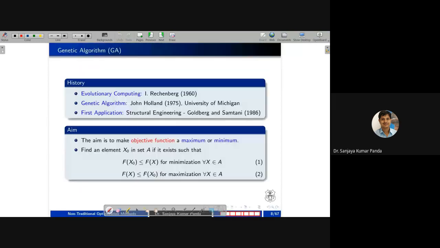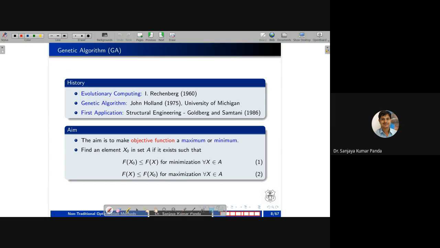Now we'll focus on the first category. As I mentioned, in the evolutionary algorithms we have the genetic algorithm, right? So we'll start with the genetic algorithm and the details related to it. The concept of evolutionary computing is not new. It was introduced by I. Rechenberg in the year 1960.